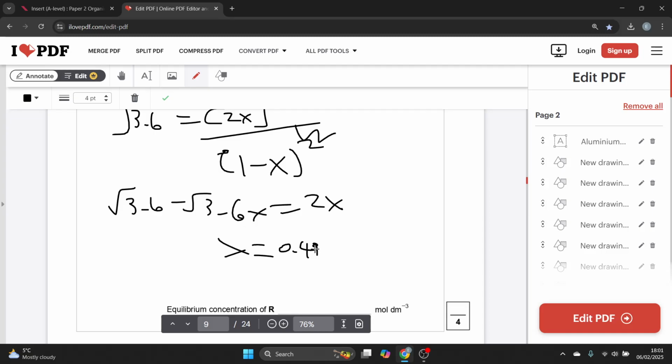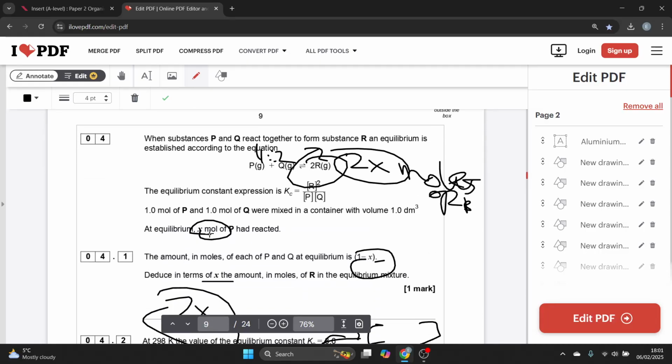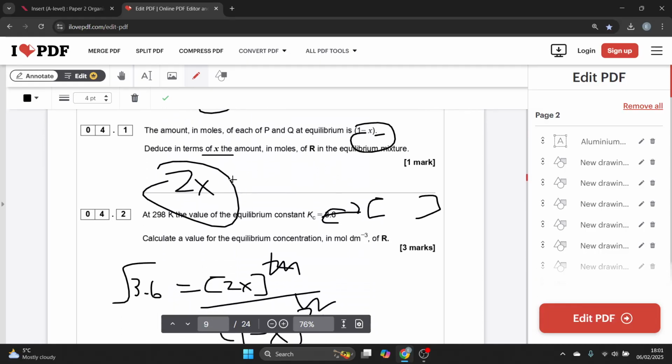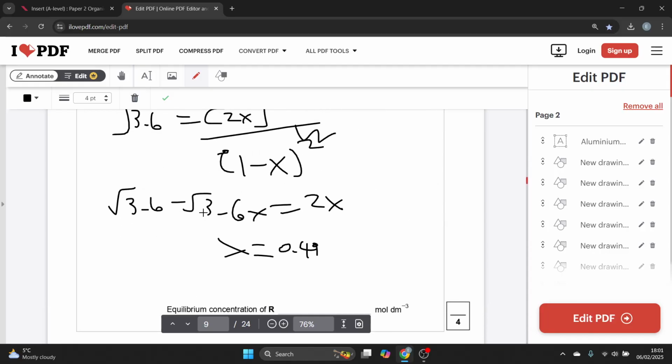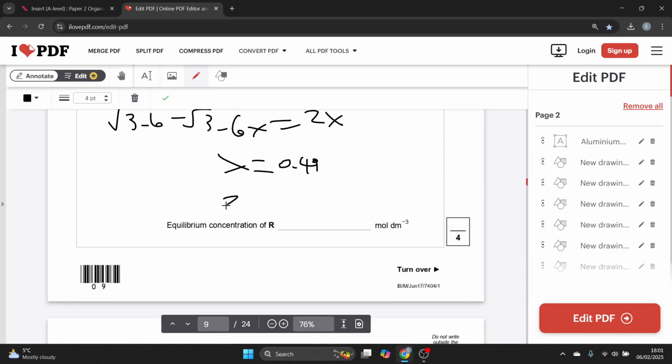However, I know that the moles in the equilibrium mixture is 2x. Therefore, the equilibrium concentration of R is just going to be 0.49 times by 2. And what is that? That's going to be 0.97.